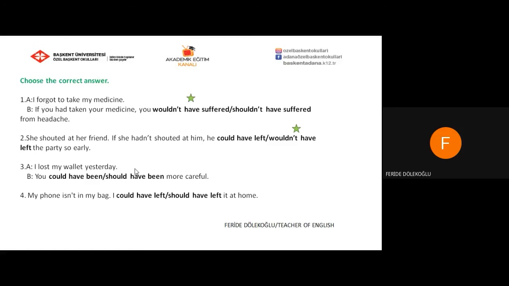I lost my wallet yesterday. You should have been more careful. It was a mistake. My phone isn't in my bag. I could have left it at home. We are talking about a possibility in the past.